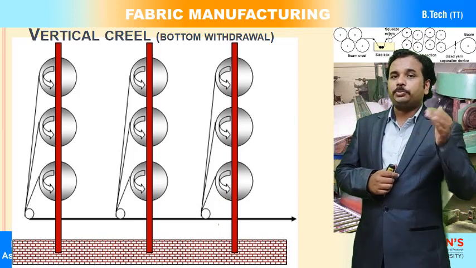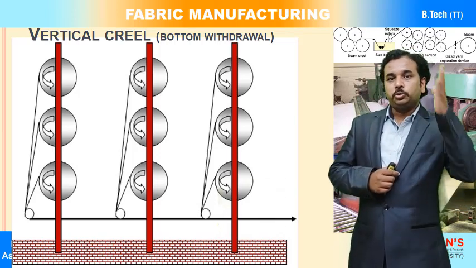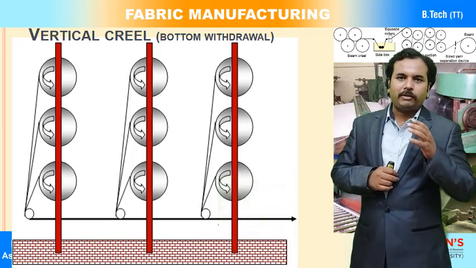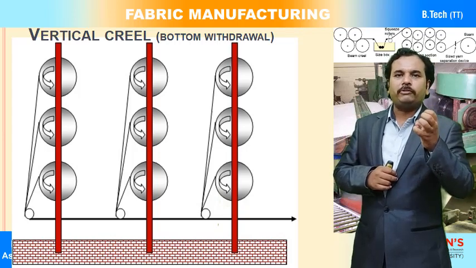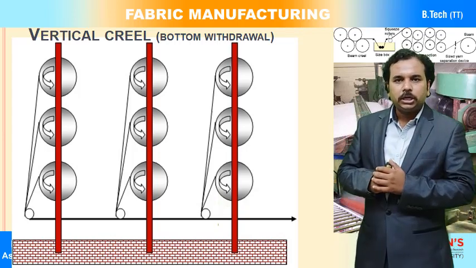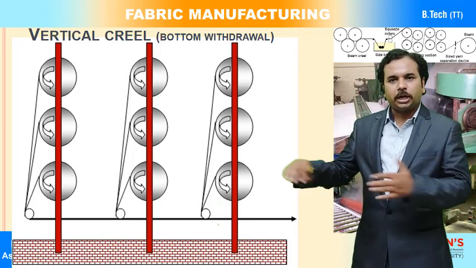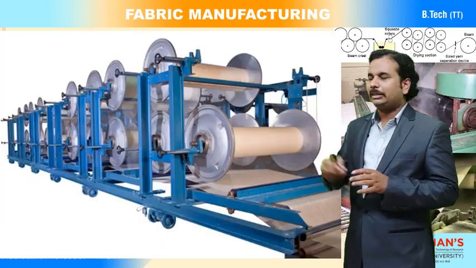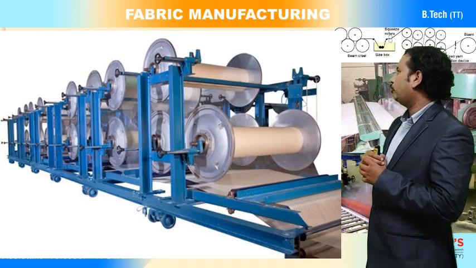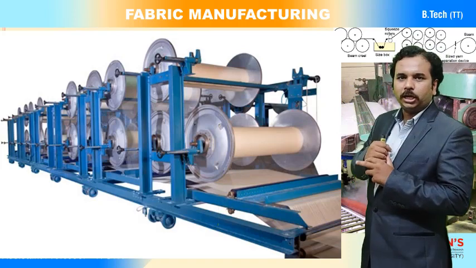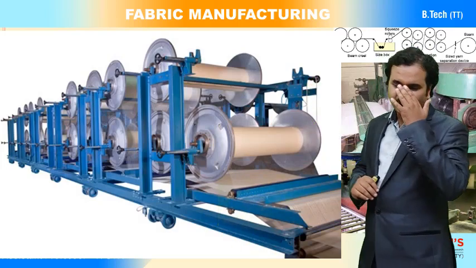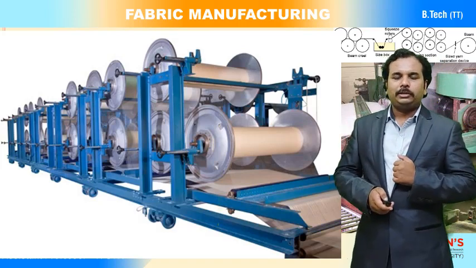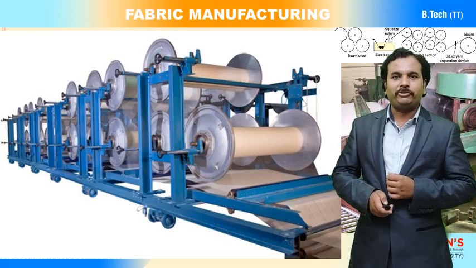In the top withdrawal case, the warp sheet is withdrawn from the beams to the top side and forwarded into the sow box. In the bottom withdrawal case, the warp sheet is withdrawn from the beams to the bottom side of the creel zone and sent to the sow box. Here you can observe that n number of beams are kept on the creel vertically, one above the other, and the warp sheet is taken to the bottom side of the beams and sent to the sow box zone. This is how the beams are arranged in the vertical type of creel.